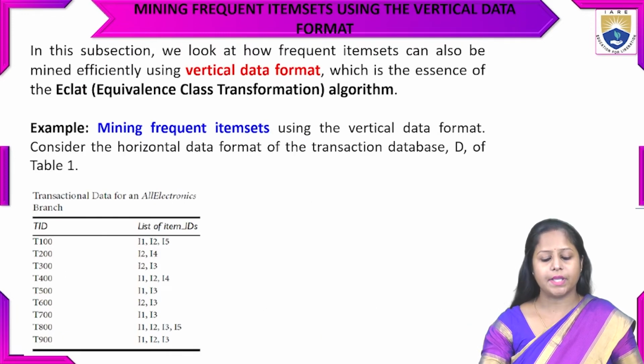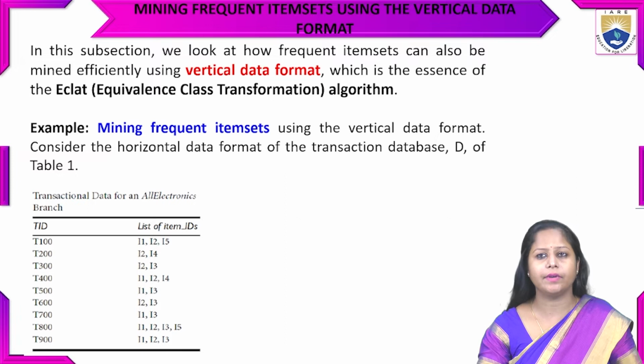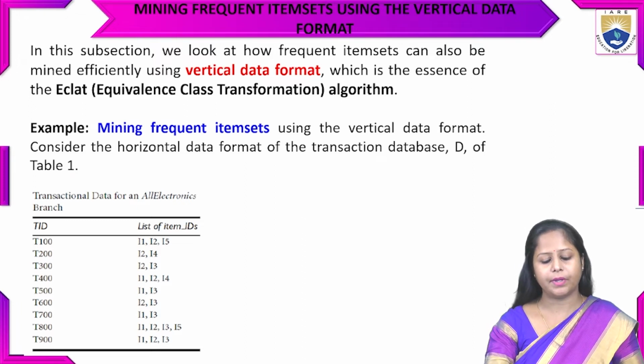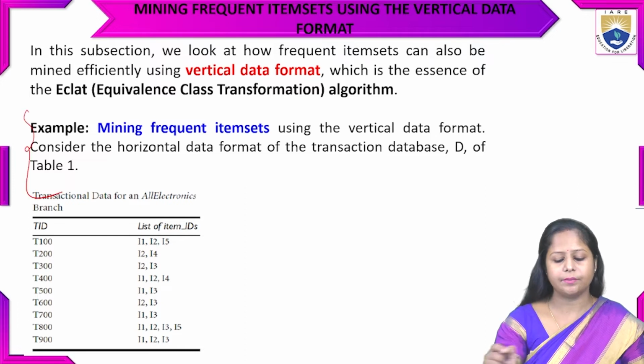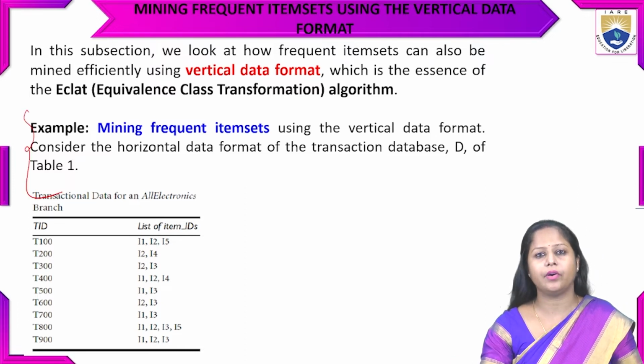In this subsection we look at how frequent itemsets can also be mined effectively using the vertical data format, which is the essence of the ECLAT algorithm, the equivalence class transformation algorithm. For example, if you are mining frequent itemsets using the vertical data format, consider the horizontal data format of the transactional database D.